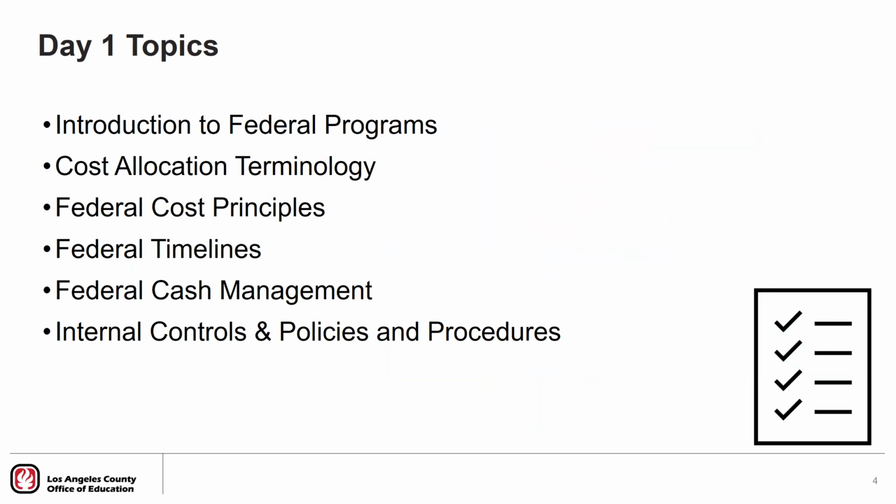So today is day 1, and we will start with an introduction to the federal programs, and then we're going to focus in on the cost allocation terminology, the federal cost principles, the federal timelines, federal cash management, and your internal controls and policies and procedures. And in 2 weeks, we will look more closely at time and effort reporting. We'll look at the Title I fiscal cornerstones with the maintenance of effort, the comparability of services, and the supplement not supplant. And then we will take a closer look at the equipment and contracts. And then, of course, my personal favorite, federal program monitoring.